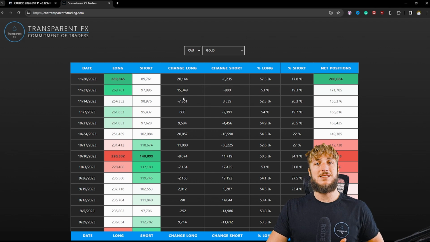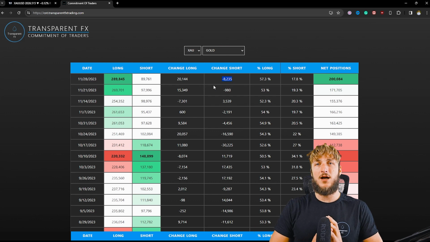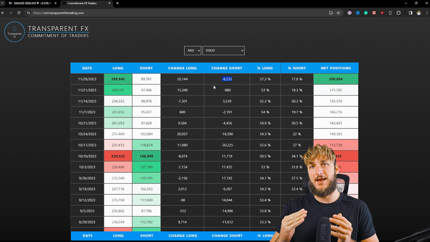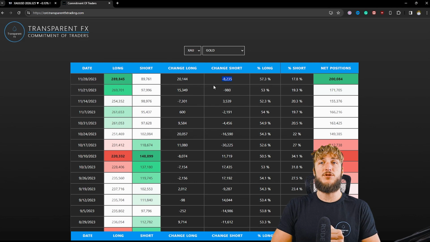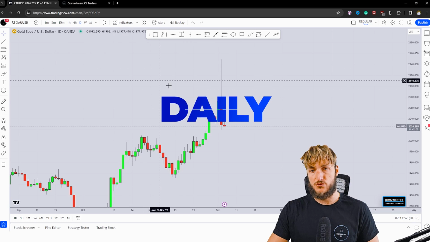In fact, we can see how just with the last two reports, institutions first added 15,300 longs and closed 980 shorts. And now with the last report, they added another 20,100 longs and closed 8,200 shorts. So we're seeing a huge amount of longs added from an institutional perspective and shorts getting closed. Now, this is very bullish for gold because it definitely makes it stronger.